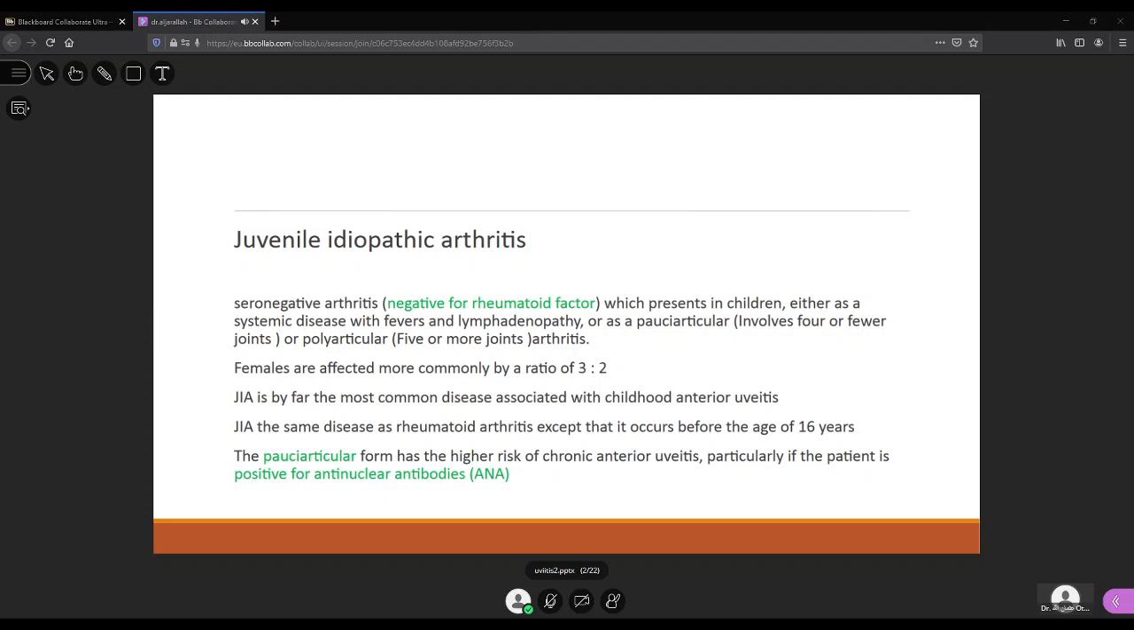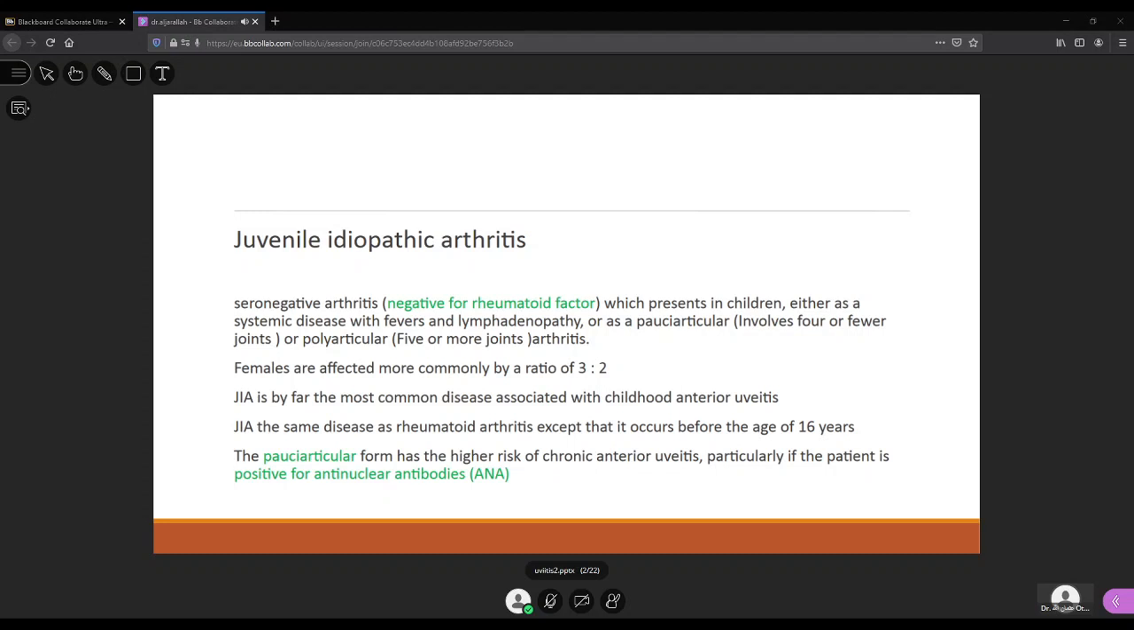pauciarticular arthritis or polyarticular arthritis. In pauciarticular arthritis, usually four or fewer joints are affected. In polyarticular, more than five. Females are more affected than males. So JIA, juvenile idiopathic arthritis, is the most common disease associated with childhood anterior uveitis.